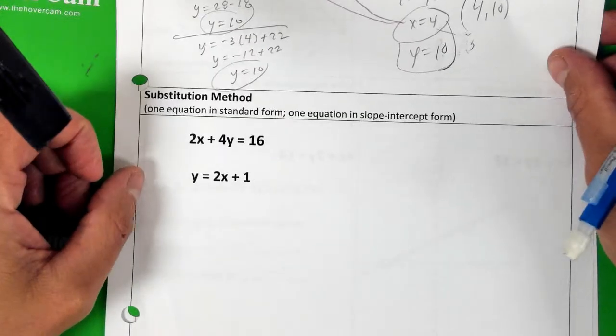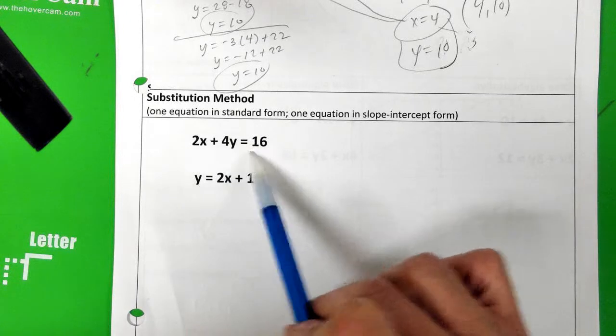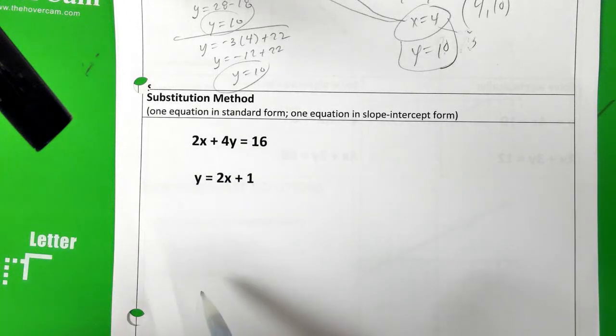All right, and then we finished up with the substitution method. And this would be useful when one equation is in standard form, like the first one here, and the second one is in slope-intercept form. And I want you to pause the video now and see if you can recall how we would use algebraic methods to solve this type of system.